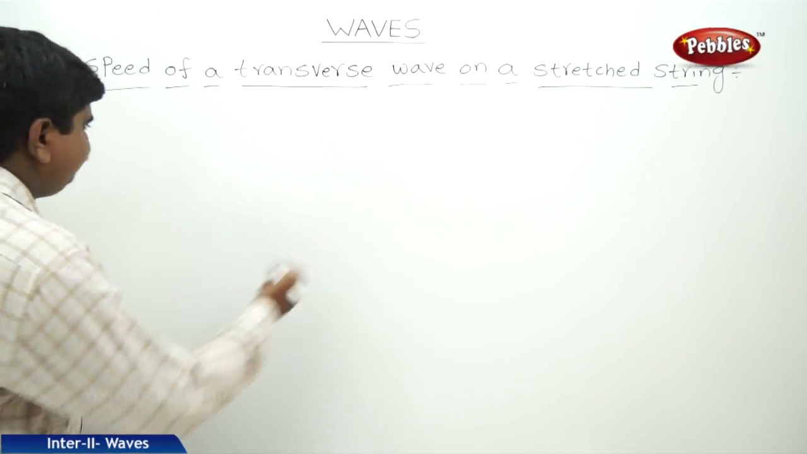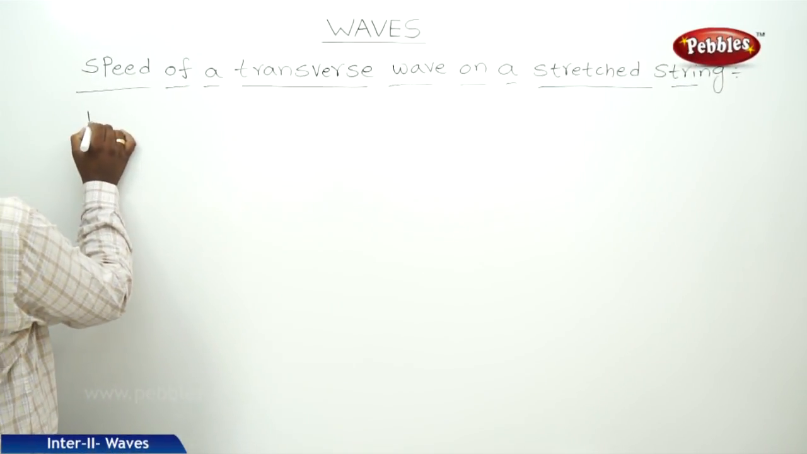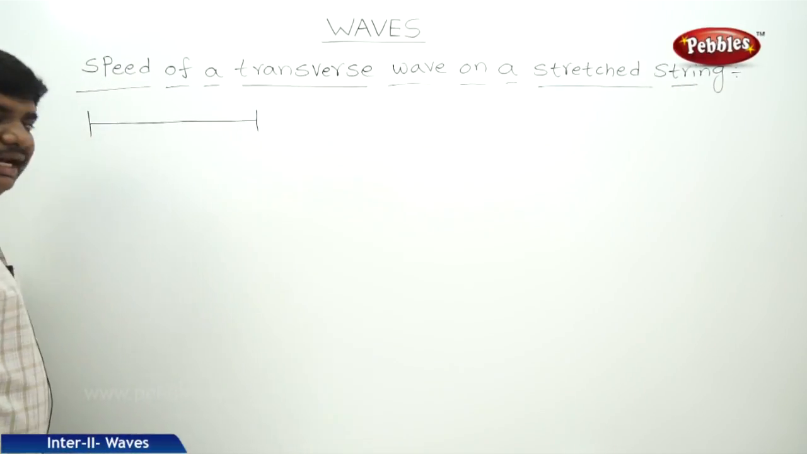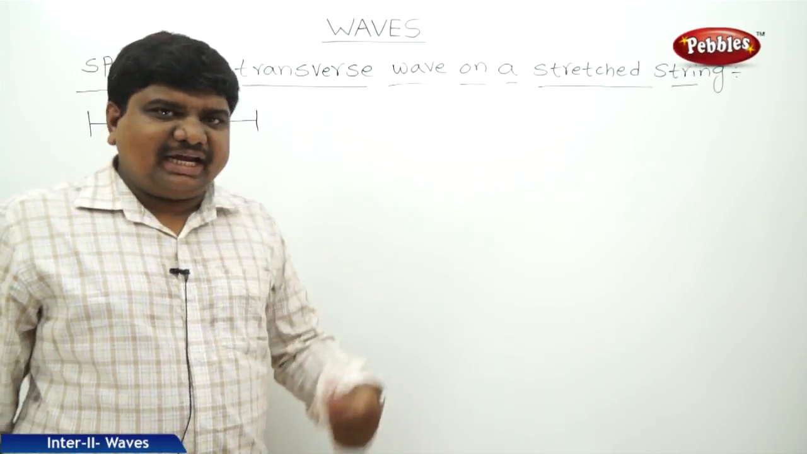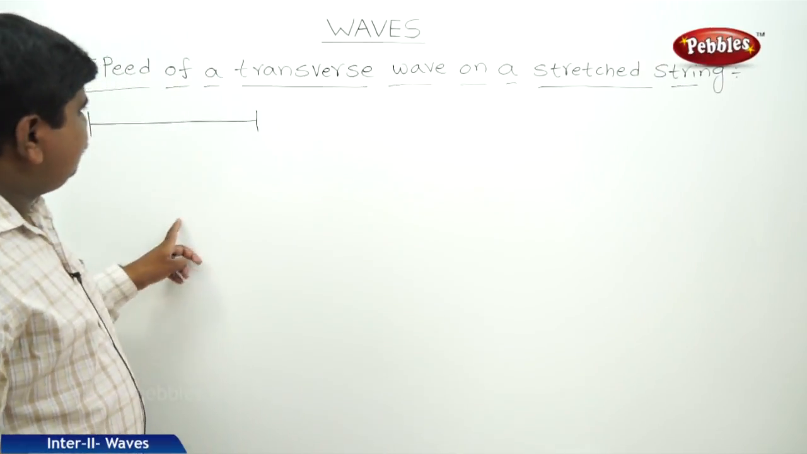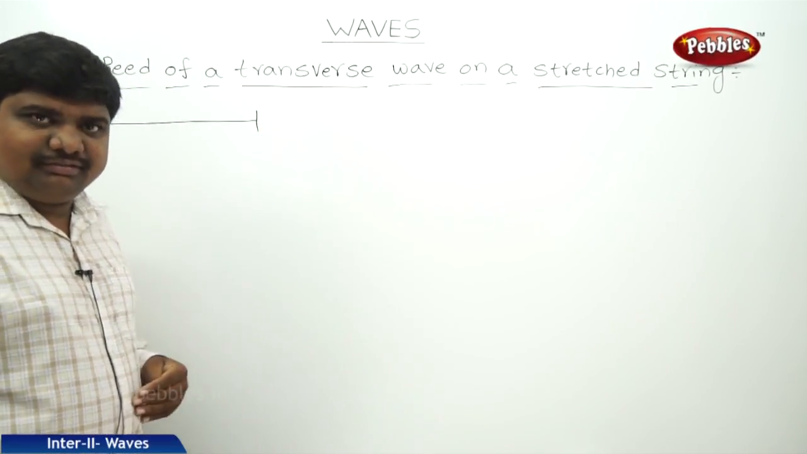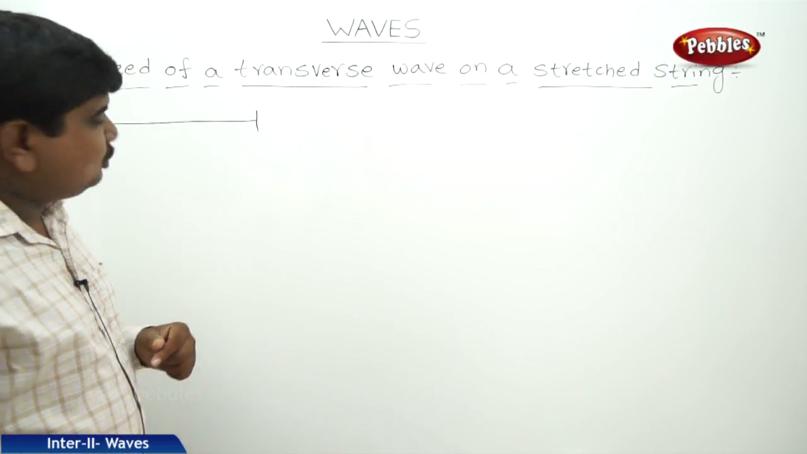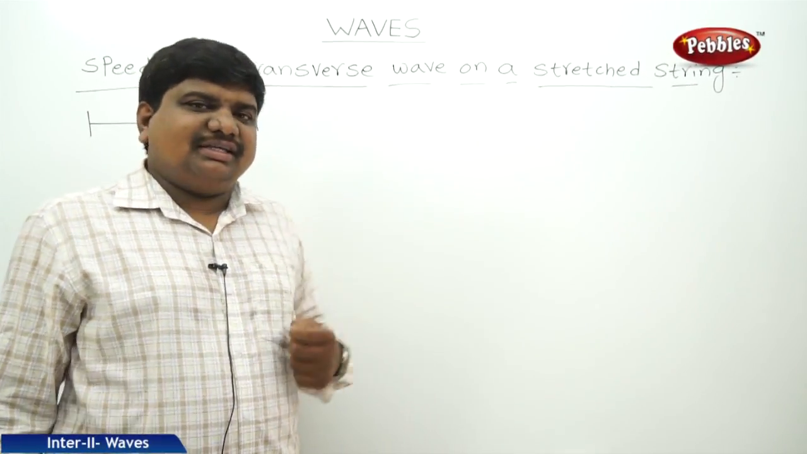A string is stretched by arranging the two borders at its two ends. In this wave, how a transverse wave can travel, that is our work to find out. So what is the speed of the transverse wave on a stretched string?